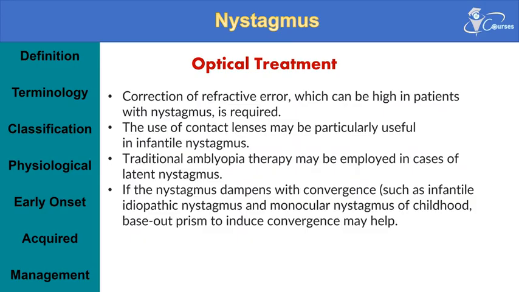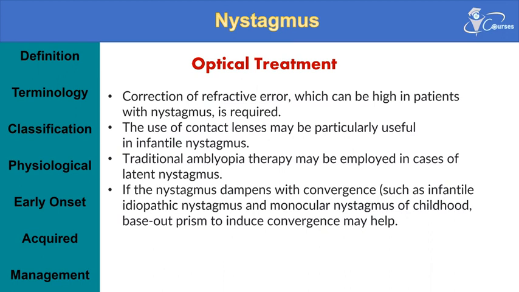Another treatment: if any patient with nystagmus has a refractive error, this should be corrected. This is mandatory for patients, especially with infantile nystagmus. You may say that if a patient wears glasses, it will be difficult to keep them fixed on his face. That's why contact lenses may be more useful than glasses for those patients.